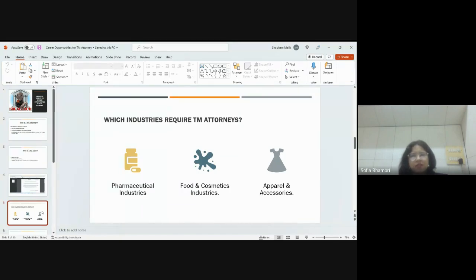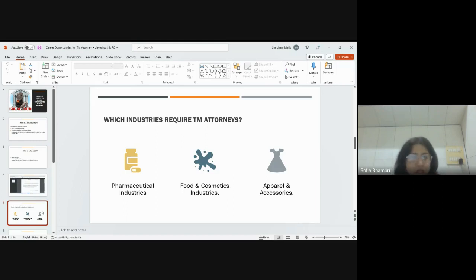That's okay. But the main part is: what are the industries which actually require you? As an attorney, they require you absolutely. I mean, they can't do without you. There are particular industries in our country and also abroad which consume a larger chunk of professionals such as us.